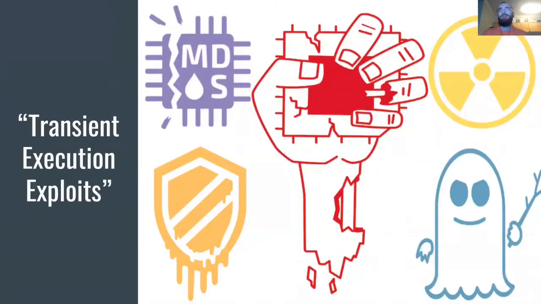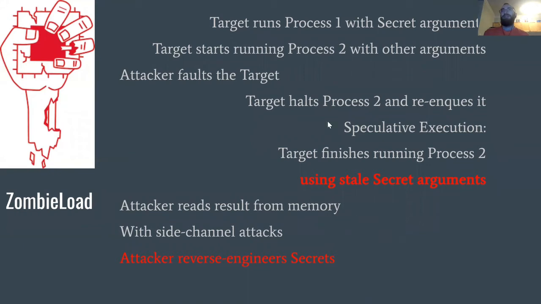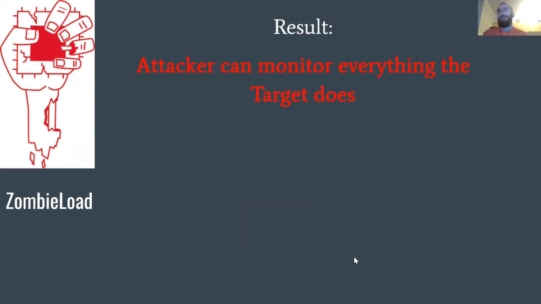This opened up a new field of transient execution attacks, which got particularly bad in May of 2019 with the advent of Zombieload. With Zombieload, the target runs some process with a secret you want to see, and then it runs some other process. But first, you fault the target. The target halts the second process too and re-enqueues it, but before it can rerun it, it will speculatively execute this process using the stale secret arguments left over from process one. The attacker can read the results from memory and then reverse engineer what those secrets were, effectively letting the attacker monitor everything the target is doing.